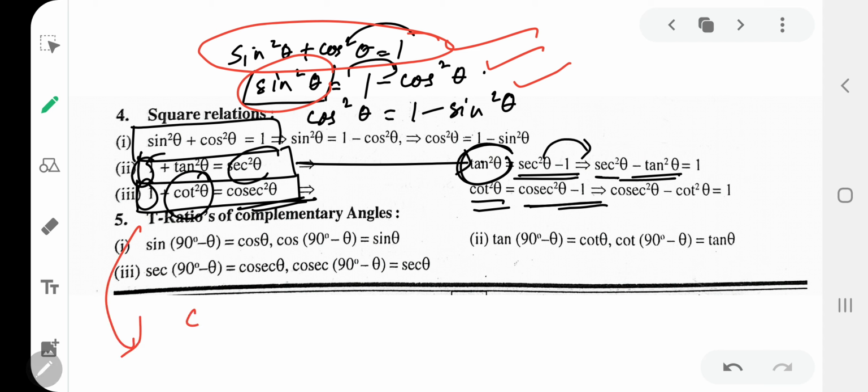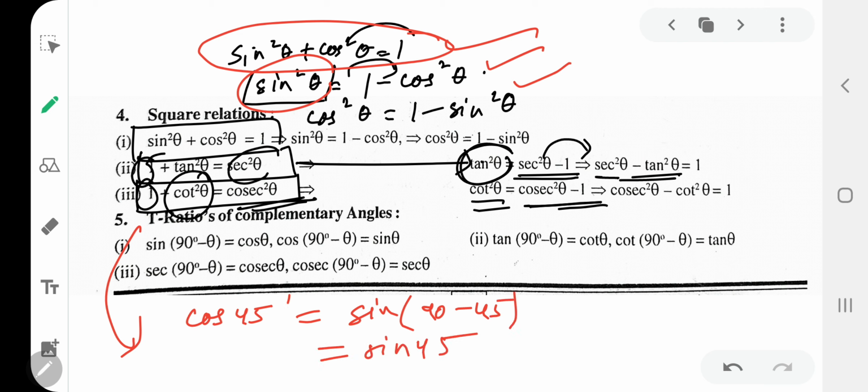Then we have complementary angles. If I give you cos 45, that will be sin 90 minus 45, that is sin 45. So cos 45 value is equal to sin 45 value. So cos and sin have a relation like this: sin theta is equal to cos 90 minus theta, and cos theta is equal to sin 90 minus theta.